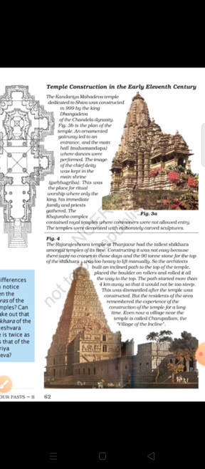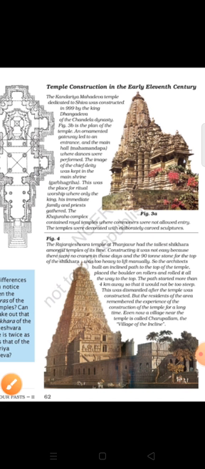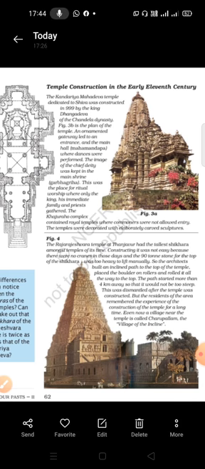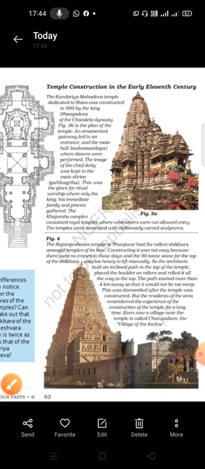Figure number 3 is the plan of the temple. An ornamented gateway led to the entrance and the main hall, which is called the Mahamandap. Which one is called the Mahamandap? This one. Then, where the dances were performed, the image of the chief deity was kept in the main sanctum, called the Garbhagriha. Where is the Garbhagriha? Here is the Garbhagriha, the center point of the temple.